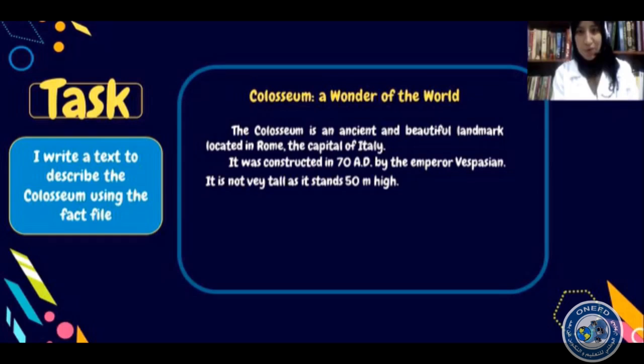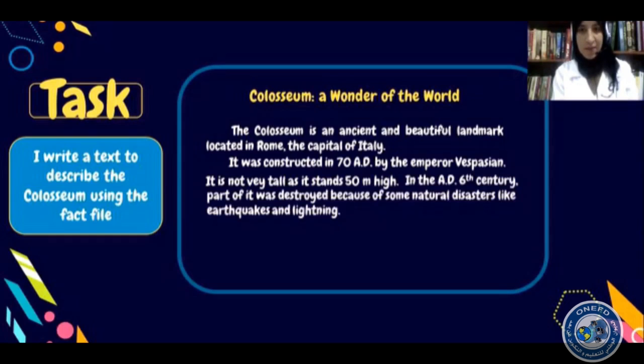Sentences about the cause of the decline and the date. So in the 6th century AD, part of it was destroyed because of some natural disasters like earthquakes and lightning. Now we have the last information that we need to mention in the text, which is other facts about the Colosseum. So you have one other fact you are going to write in one sentence and in 1 minute. Let's start.